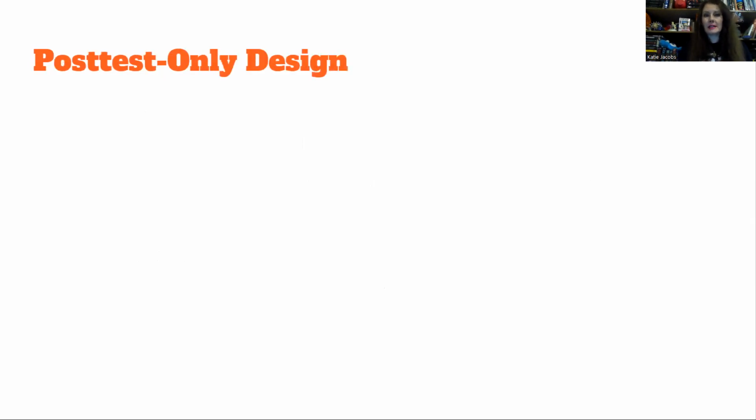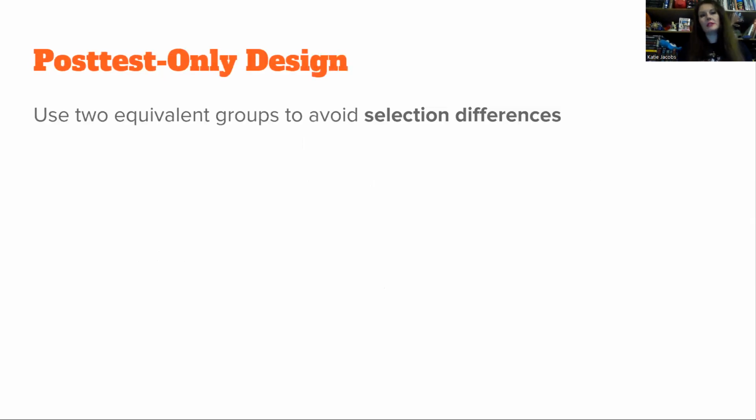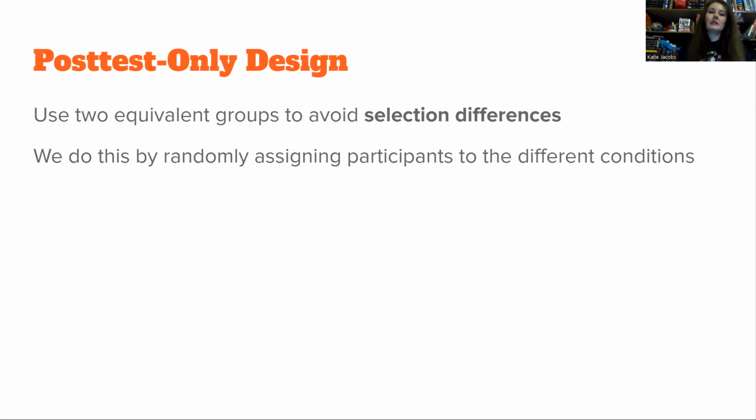So one of the types of designs that the chapter went over was the post-test only design. This is where we use 2 equivalent groups to avoid selection differences. Selection differences means that one group might be superior in the dependent variable to the other. One way to get equivalent groups is by randomly assigning our participants to different conditions. That means typically we'll use a random number generator of some sort or a random number table to assign participants to different conditions.